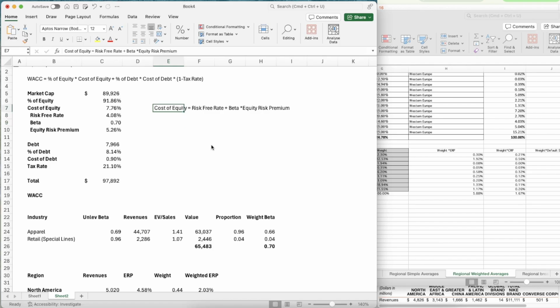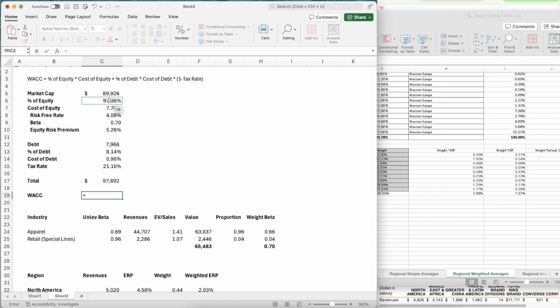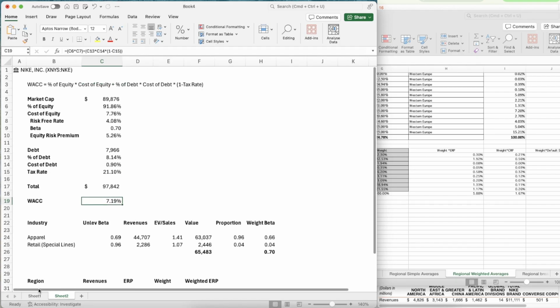So let's do that. 7.76%. Now we have everything that we need to calculate the WACC. So let's do it. We take open brackets, percentage of equity multiplied by the cost of equity, close brackets, plus open brackets, your percentage of debt multiplied by your cost of debt multiplied by 1 minus your tax rate, close brackets. Equals, so 7.19% is what our WACC is.